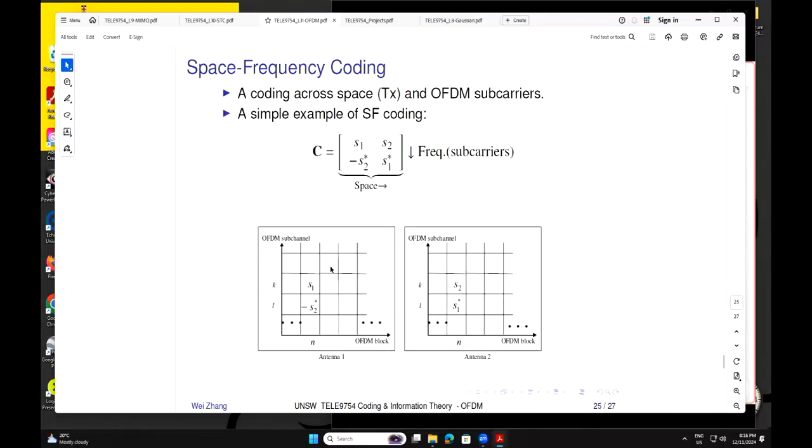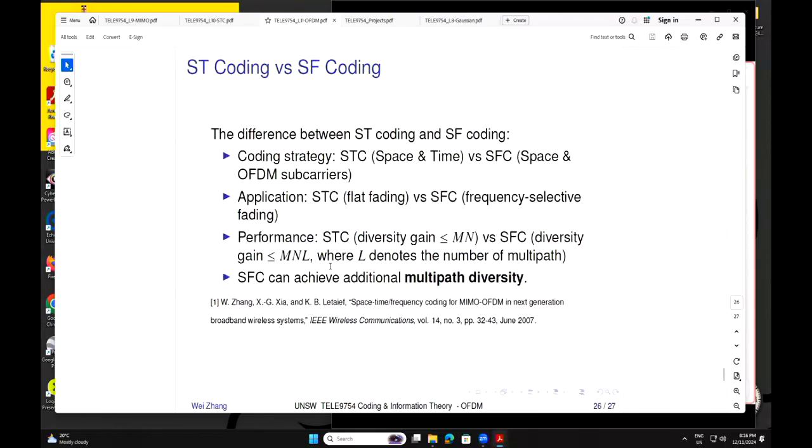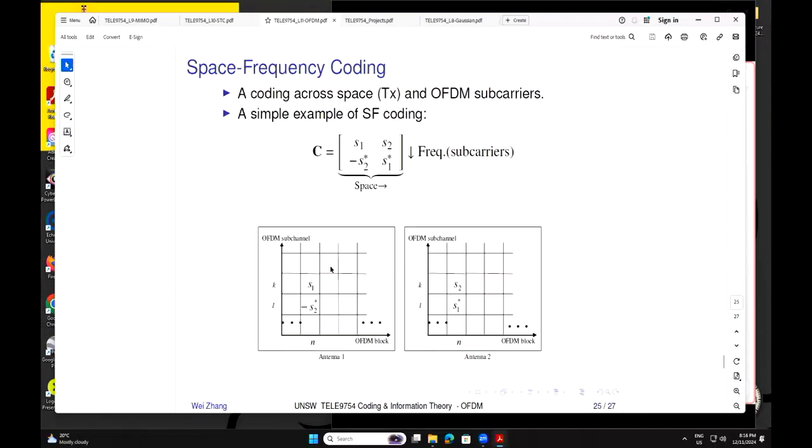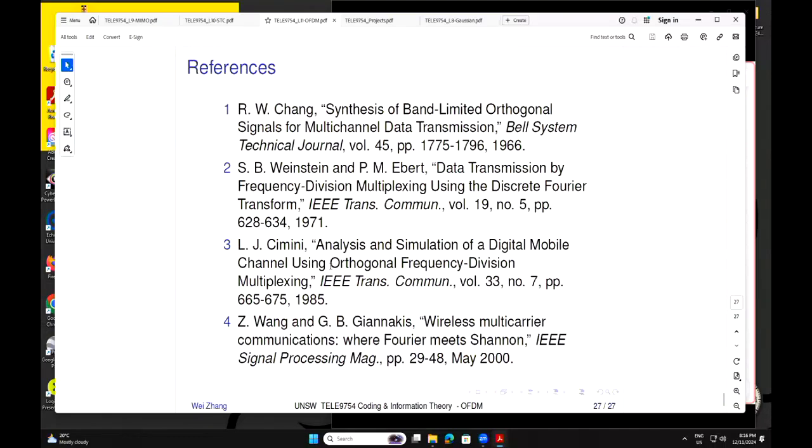Okay. For this one, I also want to skip. I think that in the project you may come up with some space-time encoding for the multiple antennas. I want to skip this one. Okay. We still have some time.